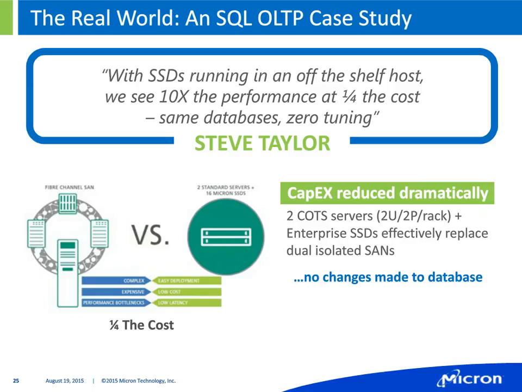And if you look at the quick summary of what they said and what we did, again, here's another note from Steve, and I'll read this one so I get it right. With SSDs running in an off-the-shelf host, we see a 10x performance improvement at 1/4 the cost, same databases, no tuning. So they took the exact same databases, the exact same queries, and they moved them from the SAN over to this pair of 2U2 socket general purpose servers that had SSDs in them. They made no other changes, and the other good benefit was it ended up costing them about 1/4 as much.